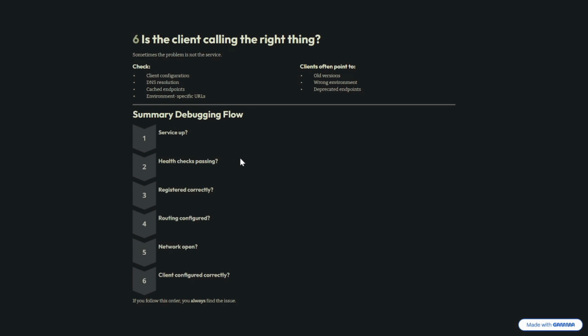Always verify. This should be the debugging flow: check if the service is up and running, healthy, and discoverable, whether it is routing correctly or not, whether the network is open or not, and whether the client is calling the right place or not. These steps will remove the guesswork, and if you follow this strategy, you can always find the root cause of why traffic is not reaching the service.